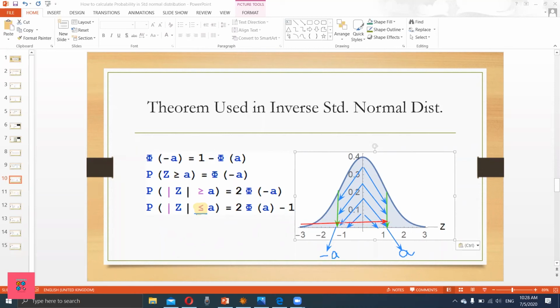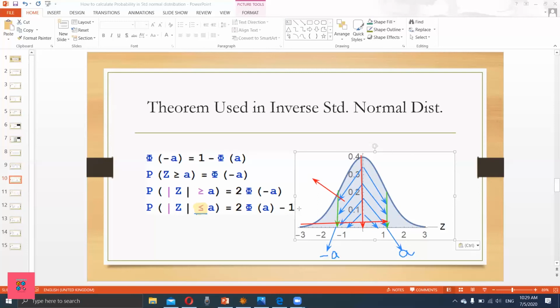So phi of a is this area, and if it is multiplied by 2, then this area is multiplied by 2. You know the half area is this one, which is equal to 0.5, and this shaded area is included twice. Okay, 2 phi of a has this area 0.5, and this left side area twice, and 0.5 multiplied by 2 is equal to 1.